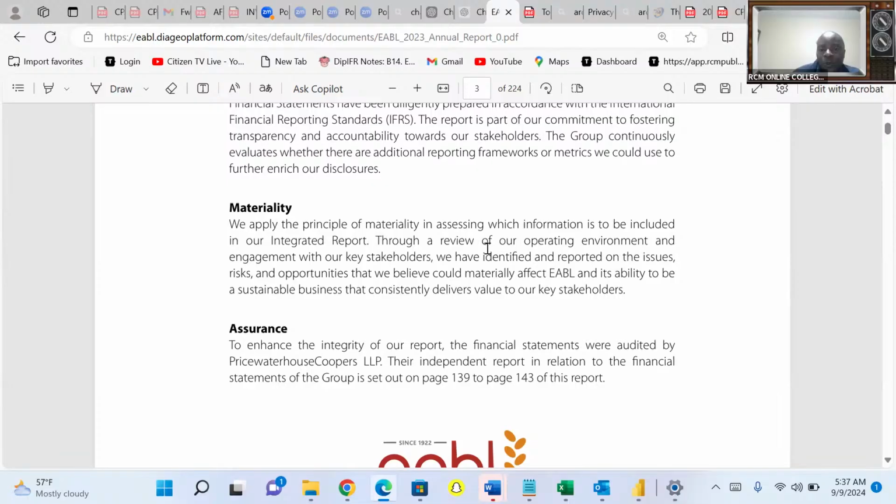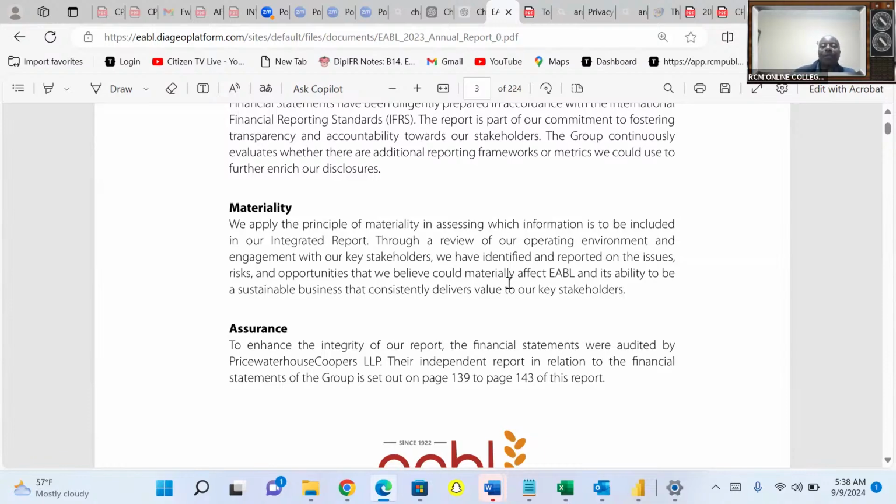Through a review of our operating environment and engagement with our stakeholders, we have identified and reported on the issues, risks, and opportunities that we believe could materially affect EABL and its ability to be a sustainable business that consistently delivers value to our key stakeholders.